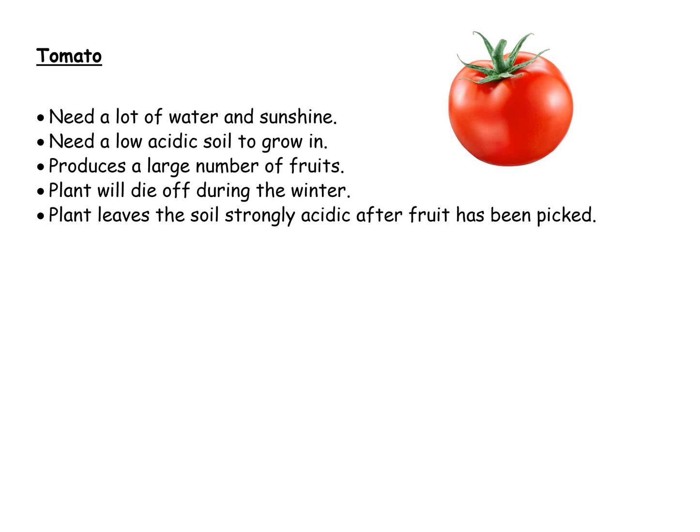So you've got a fact sheet about tomatoes. They need a lot of water and sunshine. They need a low acidic soil to grow in. They produce a large number of fruits. The plant will die off during the winter. And the plant leaves the soil strongly acidic after fruit has been picked.